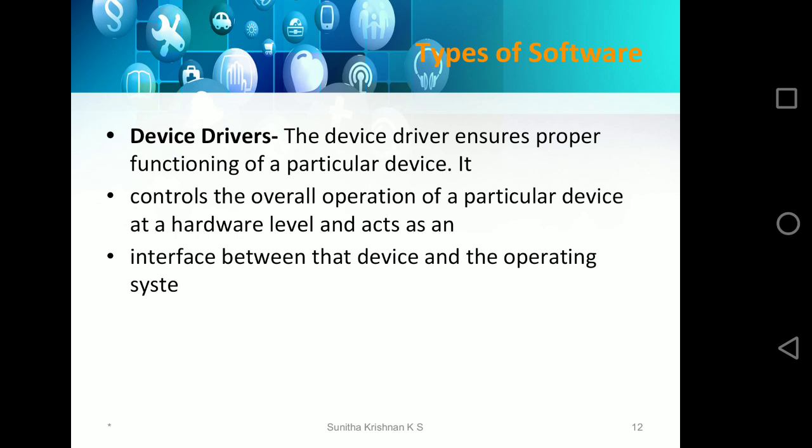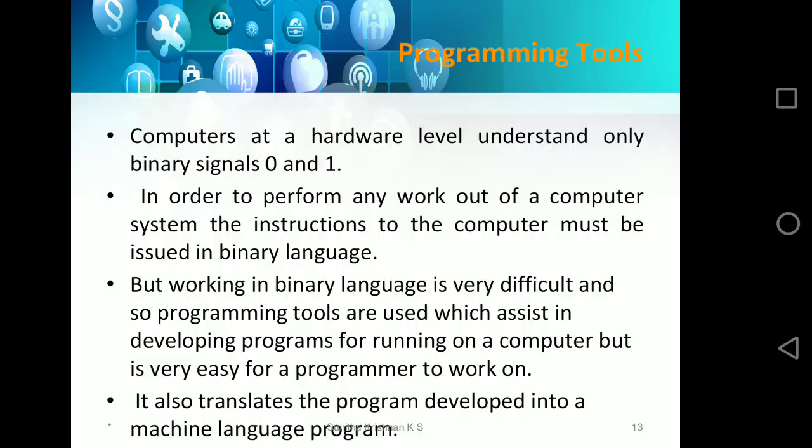For example, when I directly connect a printer to the system, it will not work. Why? Because there should be a software inside the CPU which handles the printer. So that software that we put in for that printer is the device driver. We call it a device driver for that corresponding printer, which has to be there in our system for that printer to work properly and to be connected to the system. So those types of softwares are known as device drivers. It controls all the operations of a particular device at a hardware level and acts as an interface between the device and the operating system.